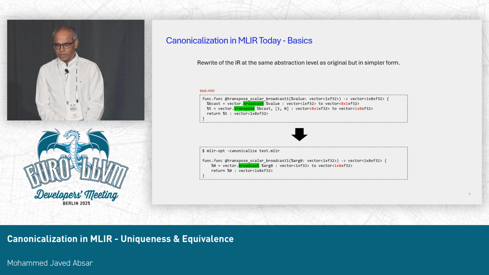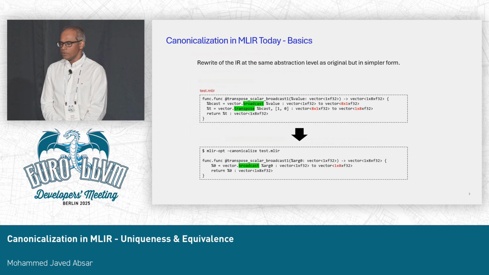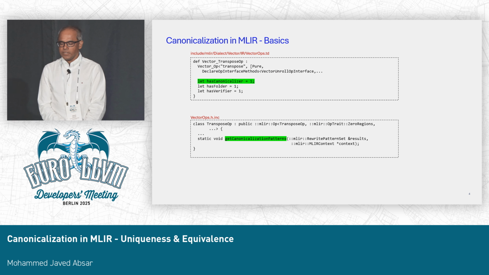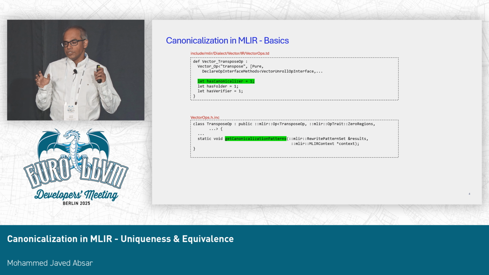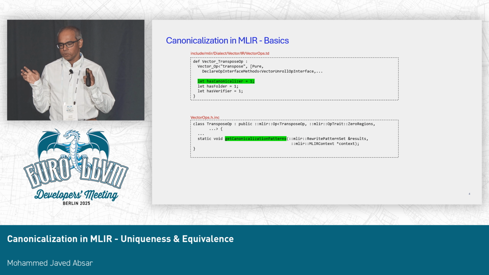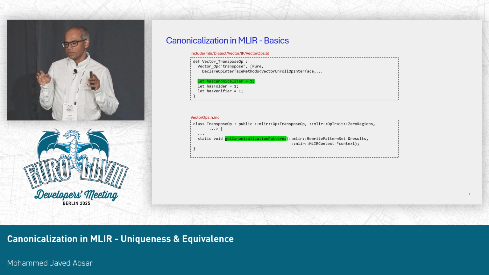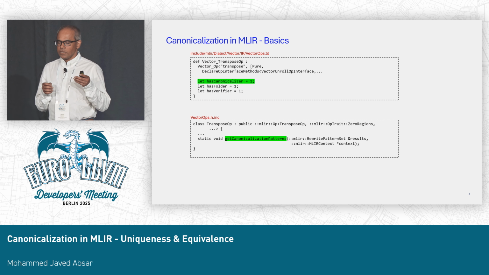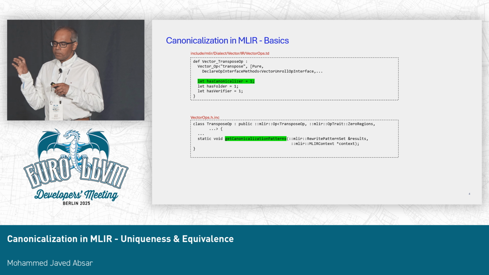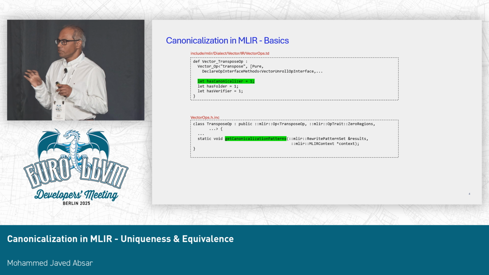So, if you want to have something like this for your ops, what do you need to do? In the TableGen description of your op, in this case a transpose op, where you have defined your op, you say hasCanonicalizer = 1. Then the TableGen backend will generate the class declaration of your op. It will populate this getCanonicalizationPatterns, which takes a RewritePatternSet argument.